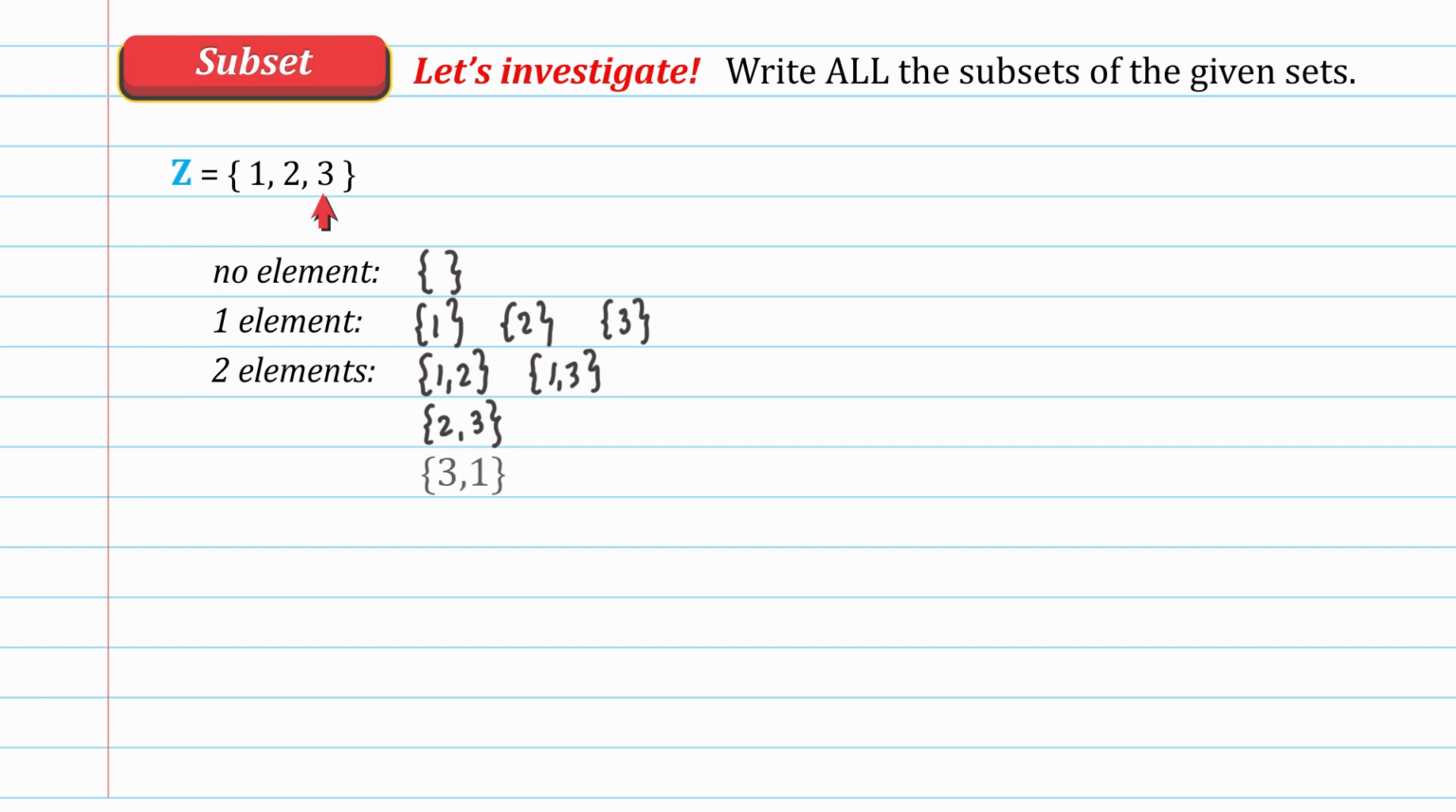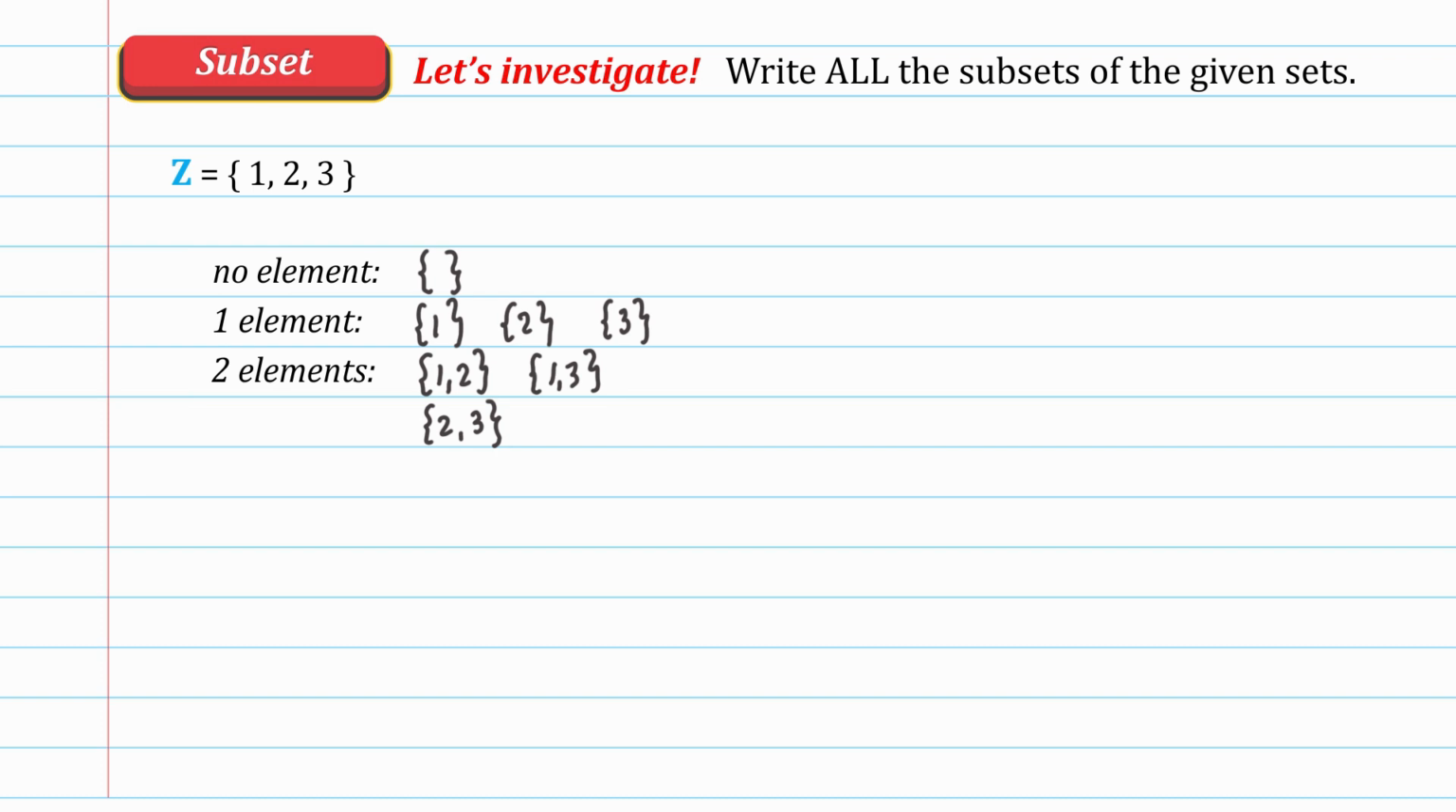I'm writing 3, 1. But we have listed 1, 3 already. And they are the same. Let's erase that. I'm partnering 3 with 2 this time. But again, we have listed 2, 3 already. And they are the same. Let's erase that again. This further means that we're actually done listing all subsets of Z with 2 elements.